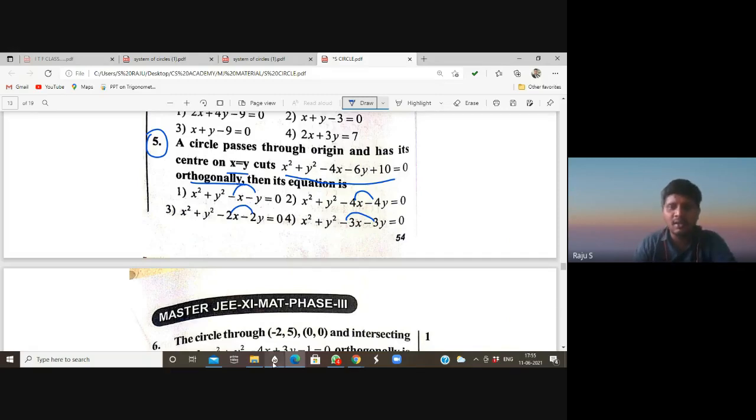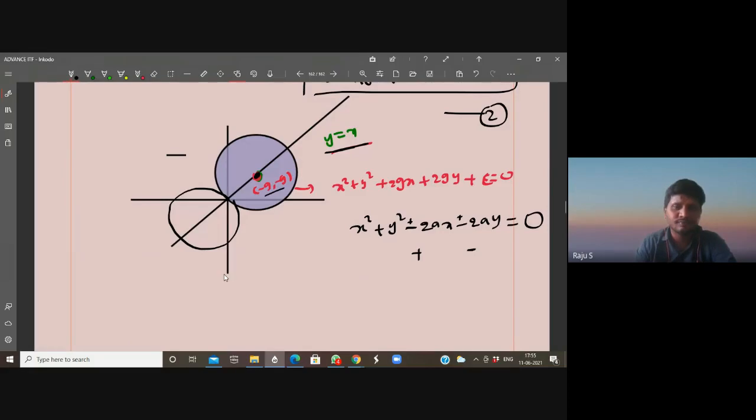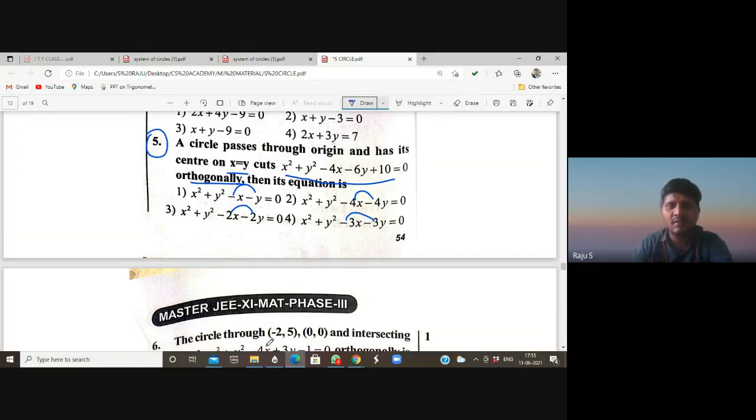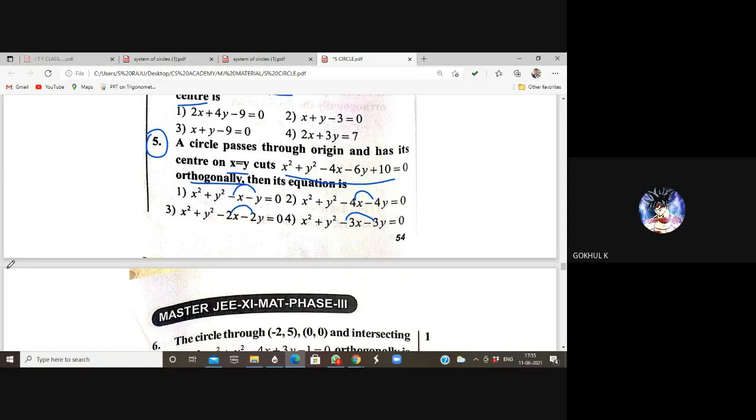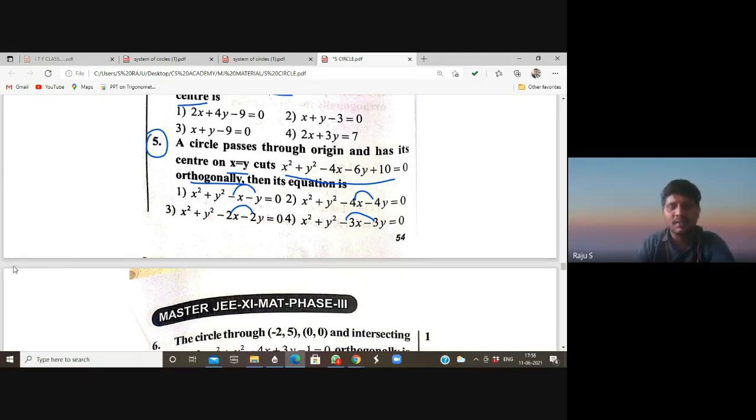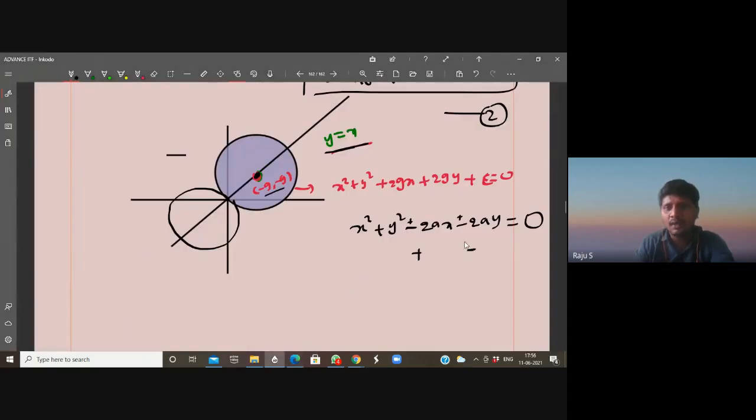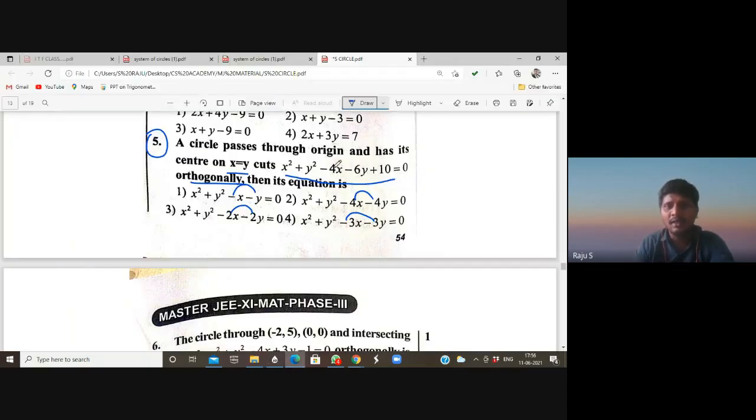Okay, here we need to find a value. For that, what are the conditions they have given here, students? In the fifth question, what are the conditions they have given? We can use the orthogonal condition. Just now I have written the equation. They have already given another circle, and you can take that also. Using the orthogonal condition, you are going to get a value directly.